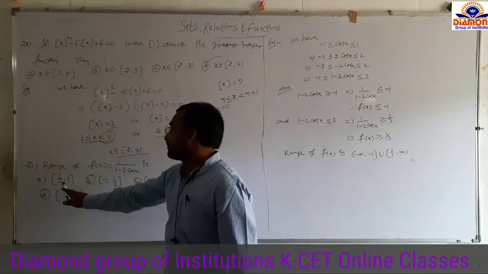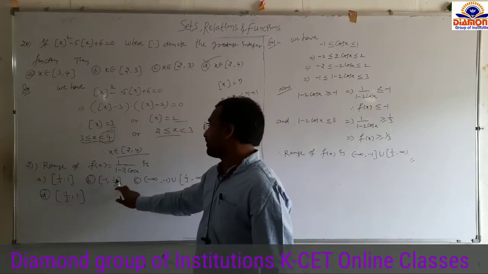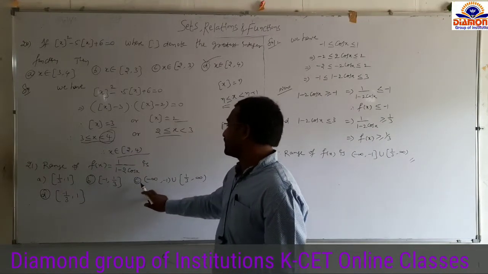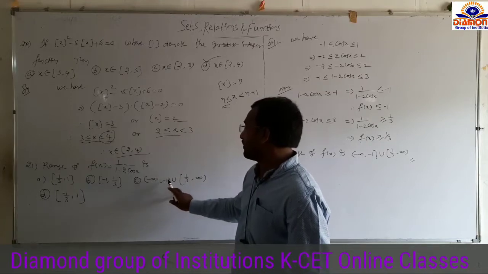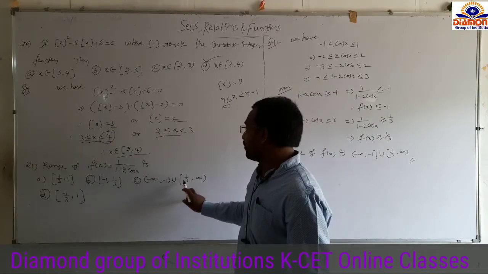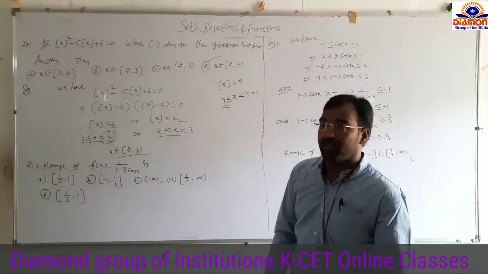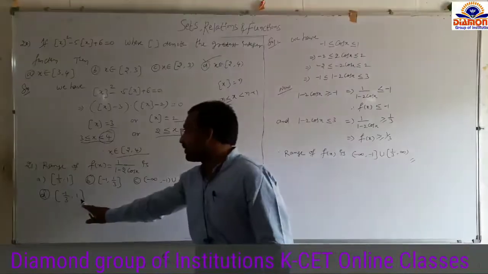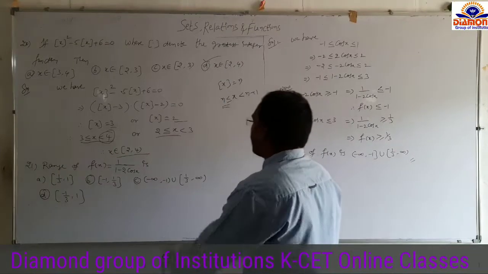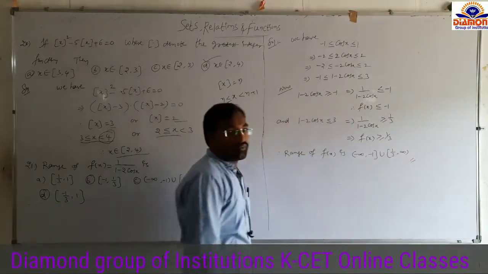A, closed interval 1 by 3 comma 1. Option B, minus 1 comma 1 by 3 closed. Option C, open minus infinity to minus 1, union of closed 1 by 3 to infinity open. Option D, minus 1 by 3 comma 1 closed interval. So find out the range for the given function f of x.